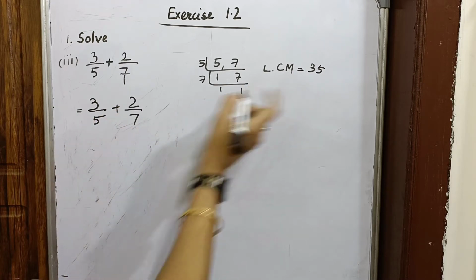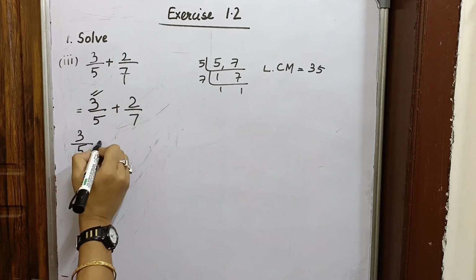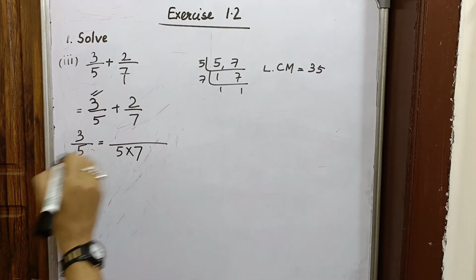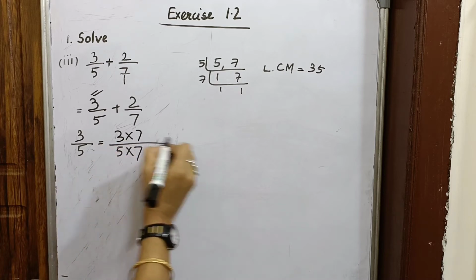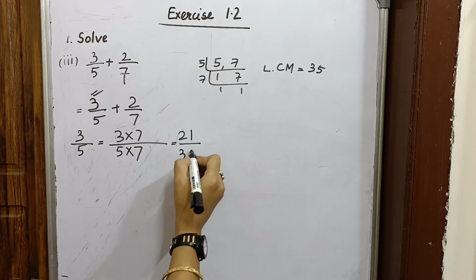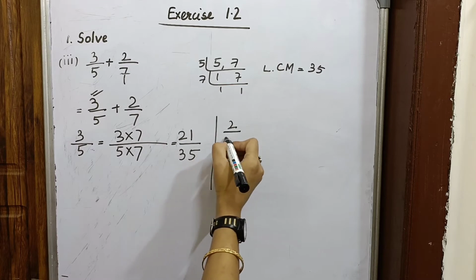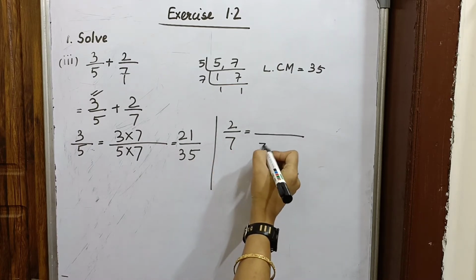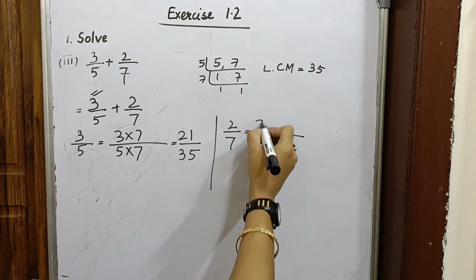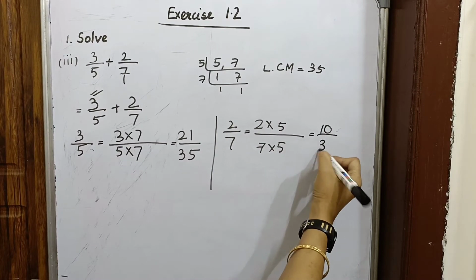Now the LCM is 35, so we'll first solve for this. For 3 by 5, 5 into how much is 35? 5 into 7, so 3 into 7 here. 3 sevens are 21, 5 sevens are 35. For 2 by 7, 7 into how much is 35? 7 fives are 35, so 2 into 5, which is 10, and 7 fives are 35.